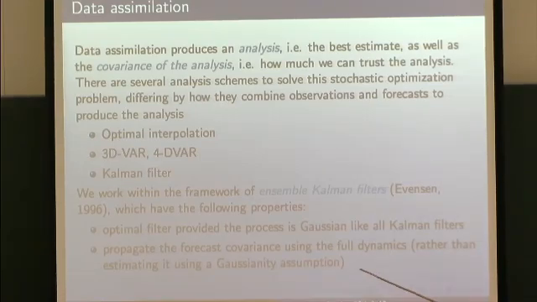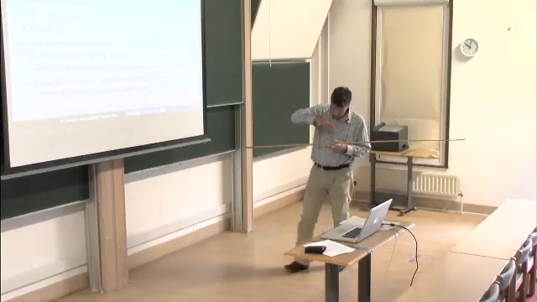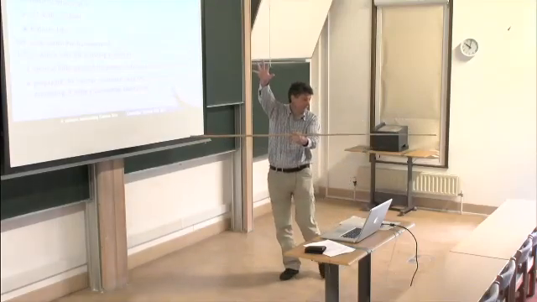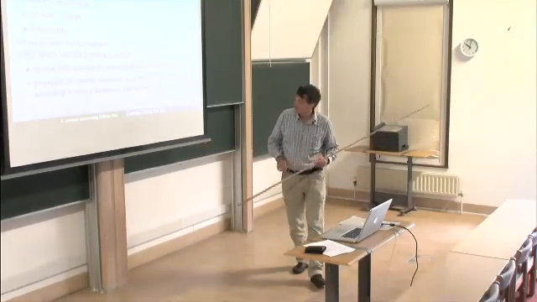They are optimal filters, provided that the process is Gaussian. That's in common with all Kalman filters. The nice thing that distinguishes ensemble Kalman filters is that you get the error covariance from propagating the full dynamics, and not by any linearization.